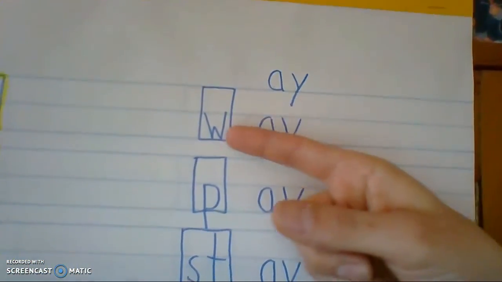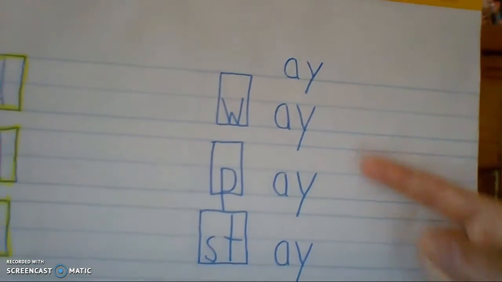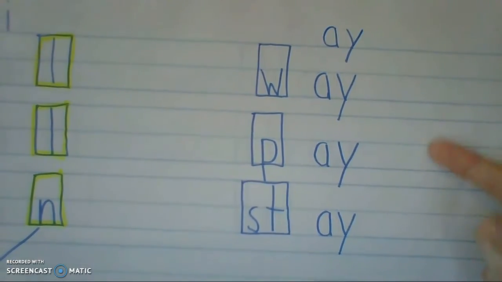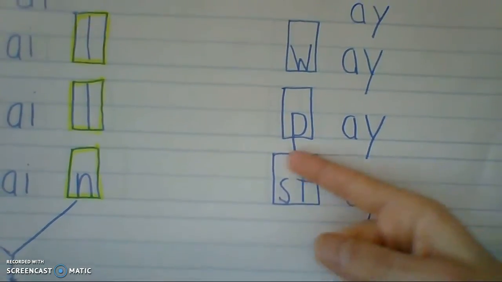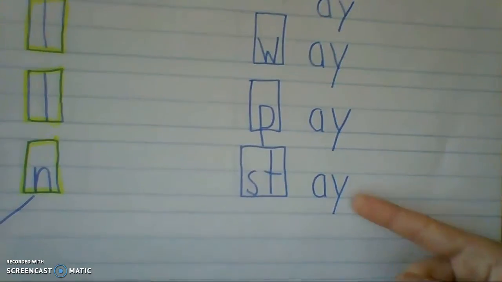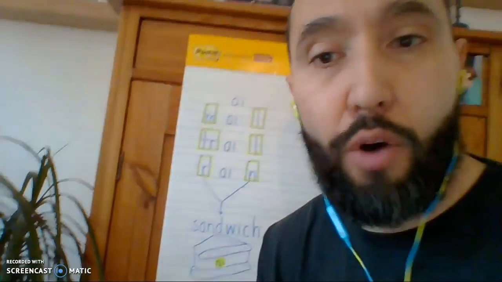Look over here at these ones. AY. Only one piece of bread. It can't be an AI because there's no sandwich. Only one piece of bread. Can't be a sandwich. Still, it's a big fat juicy piece of bread, but it can't be a sandwich, so it's always an AY. Hope that helps you guys find out how to spell AI and AY.